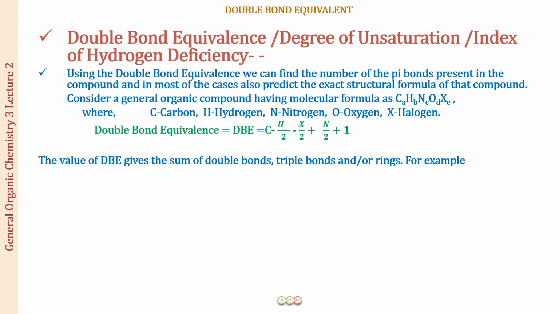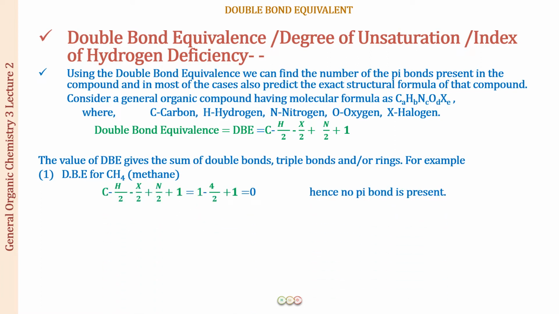You will now understand this with the help of a few examples. The first example I have is CH4. First of all, let us find the DBE value for methane. We have one carbon, so 1 minus 4 by 2 for the hydrogens, that is hydrogens divided by 2, plus 1. This will be equal to 0.